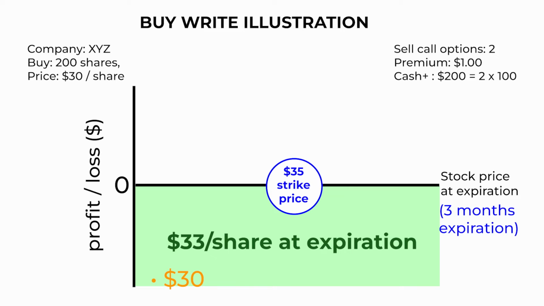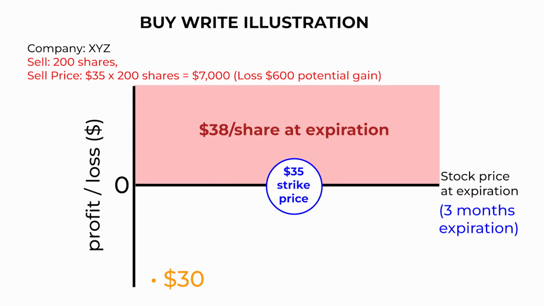Similar to the covered call, if the stock price stays below $35 until the expiration date, you keep the premium you receive from selling the call options. If the stock price rises above $35 and the call options get exercised, you may have to sell your shares at $35 per share. So that's the definition of covered call and buy-write option strategies in options trading. So now back to IBKR.